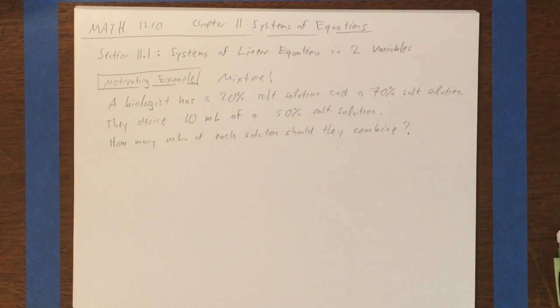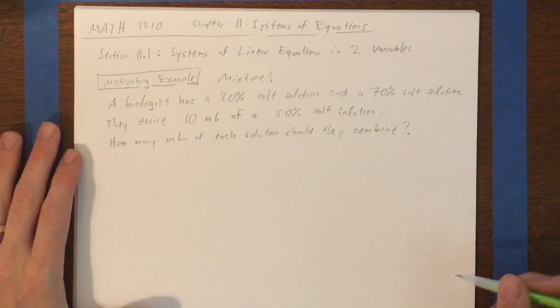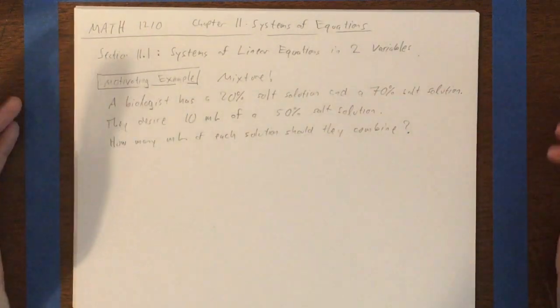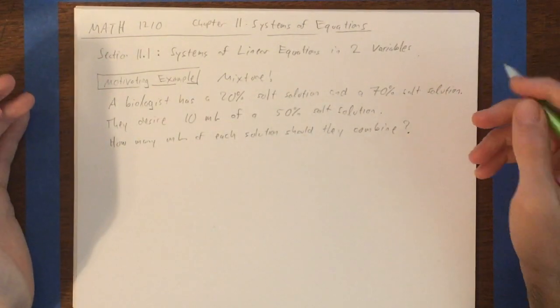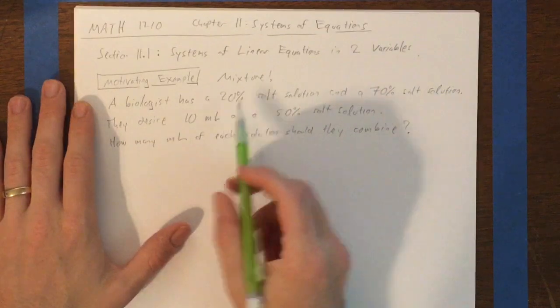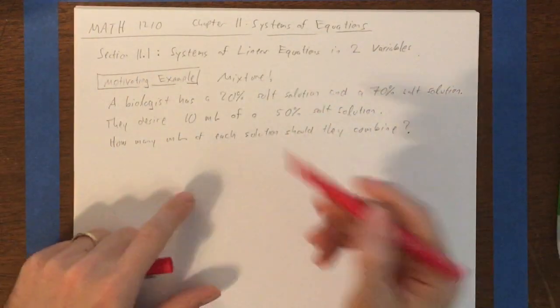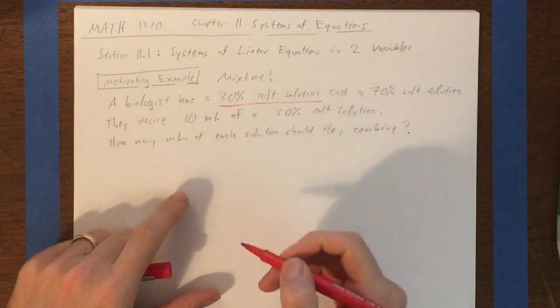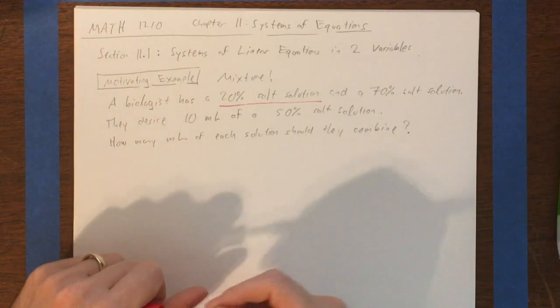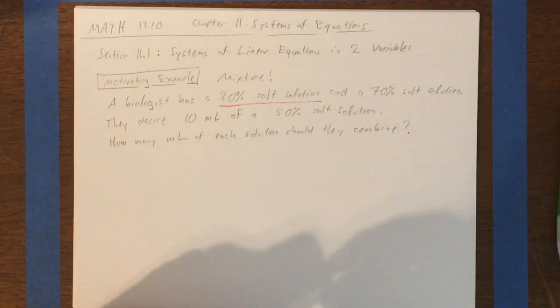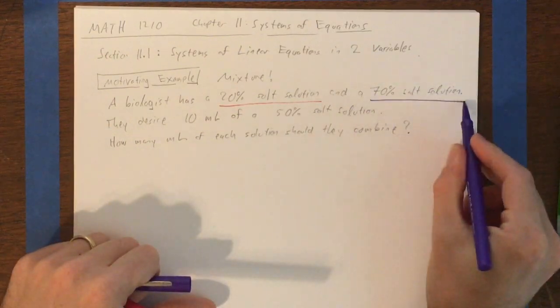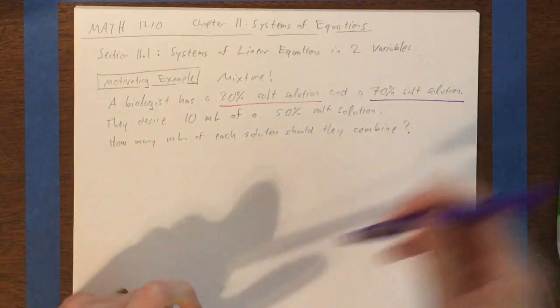So we can solve this, of course, with algebra and setting up a system of equations. But before we do any equations, we've got to decide what our variables are, and we've got to label them very, very precisely. So we're going to have two variables here. One is the milliliters of the 20% salt solution. Let's do some color coding. So the 20% salt solution will be in red here. And then the other variable is the milliliters of the 70% salt solution, which we'll put in purple.